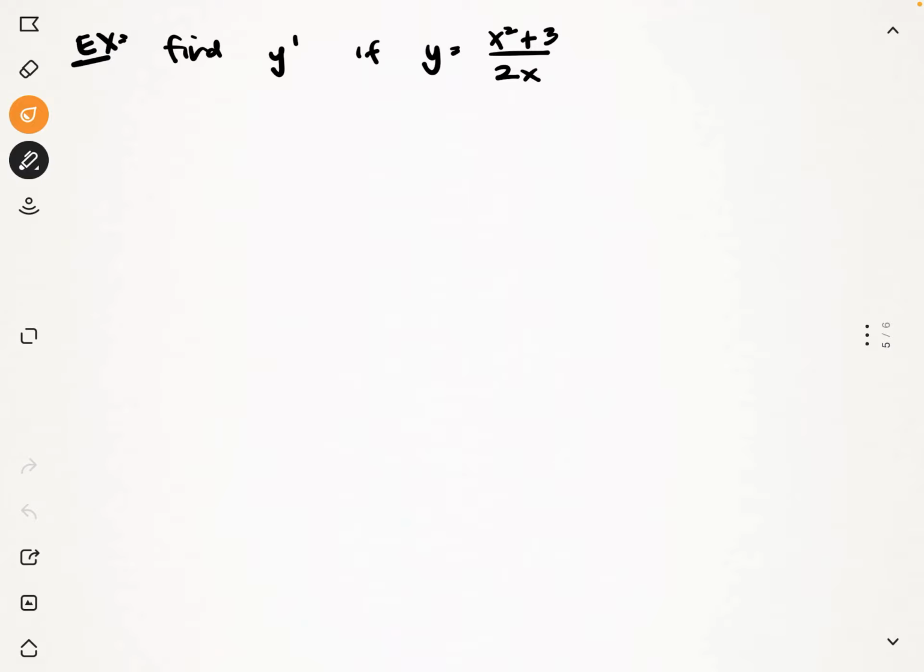Okay, so the next one says find y prime if y equals x squared plus 3 over 2x. Now, yes, you can use the quotient rule on this, and it'll come out fine every time. But also remember we said that there are other ways to do it. If you recognize this as a situation where we can apply algebra to split this into two fractions, then it might be easier, right? Because we have this single term in the bottom, I can just write it as two fractions: x squared over 2x plus 3 over 2x.